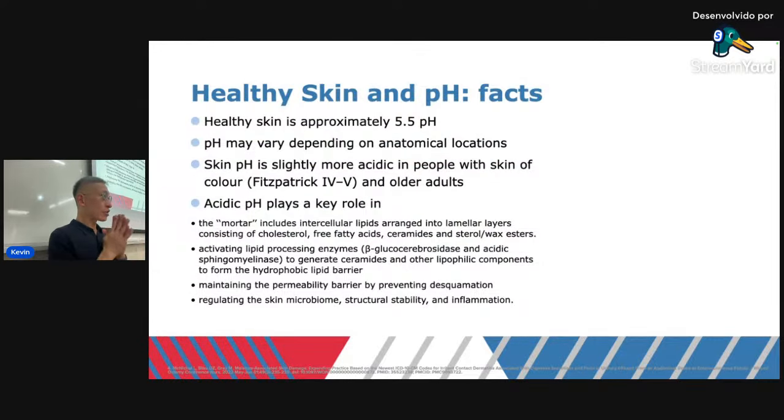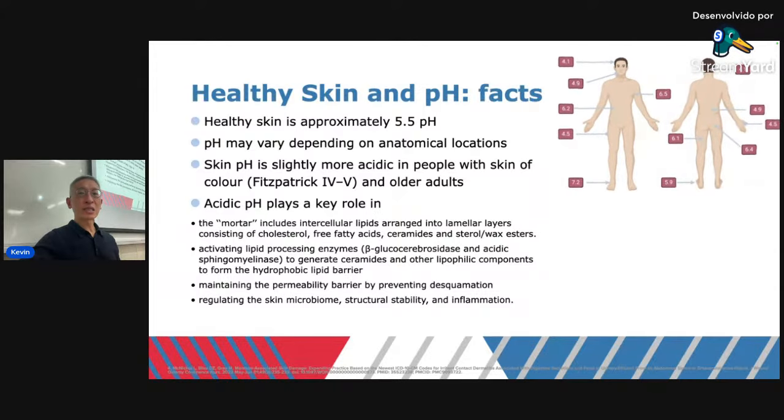So let's come back to talk about MASD, moisture-associated skin damage. I just want to review with you a few facts about skin pH and healthy skin. As we're all aware, healthy skin requires a certain acidity level to maintain skin integrity and optimal function of the skin.